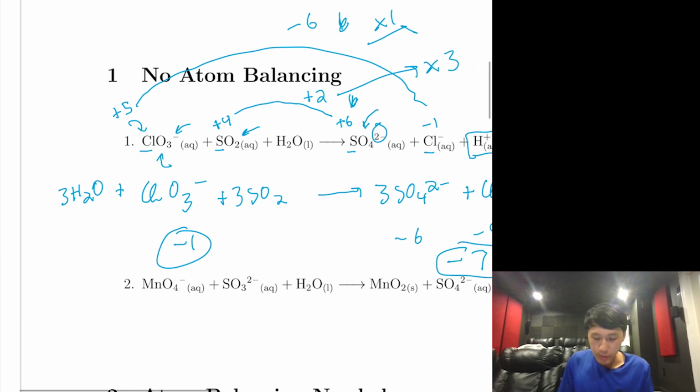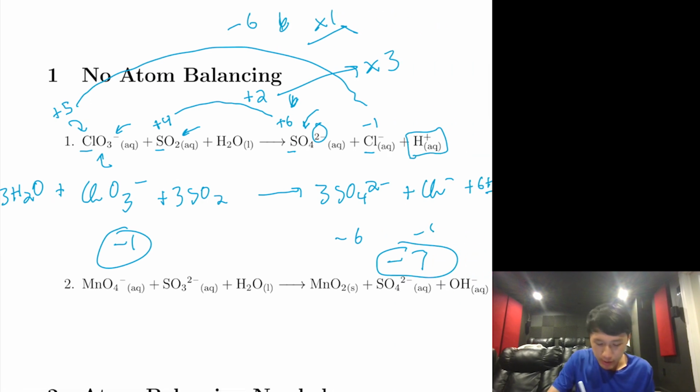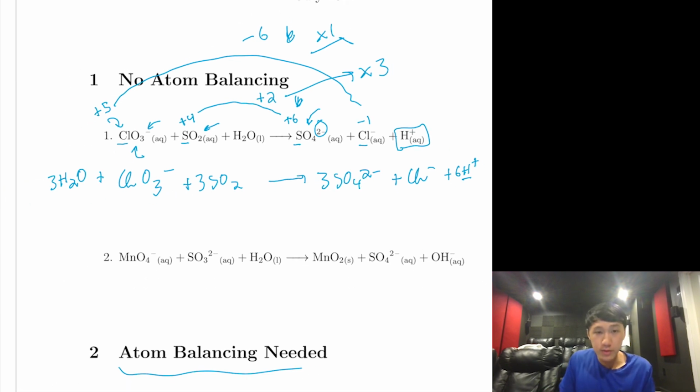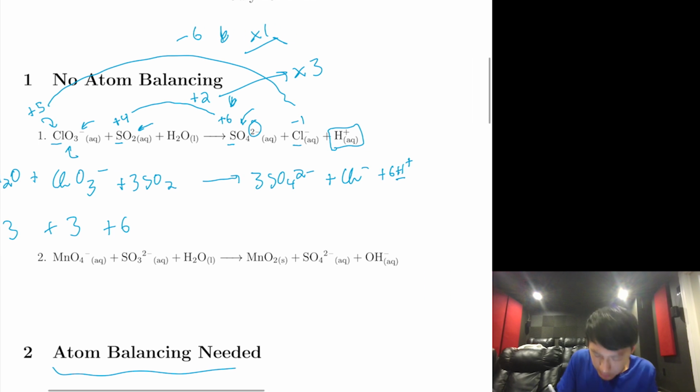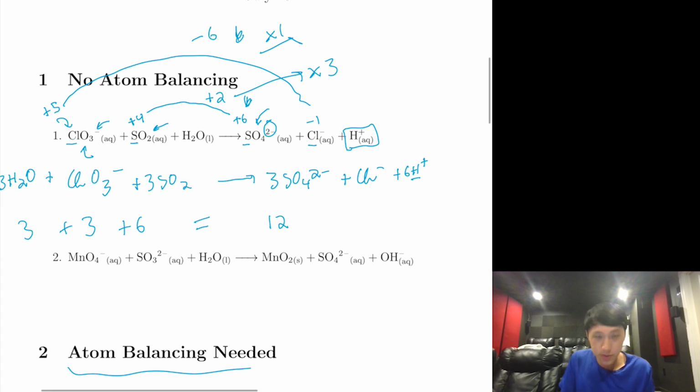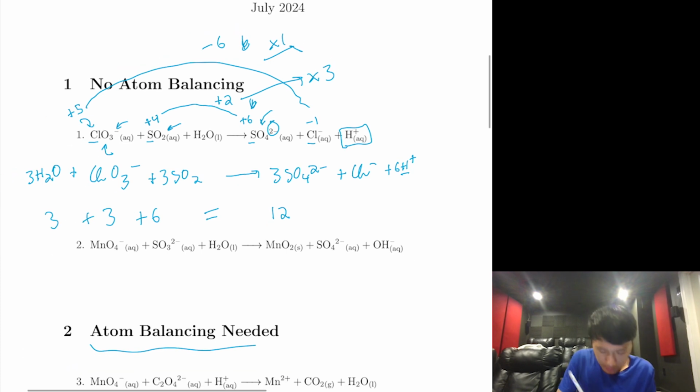We're done. But if you want to be sure and check your answer, which I highly recommend, at least when you're not in a time crunch, what we need to do is count the amount of oxygens on both sides. On this side, there's 3 oxygens, plus 3 oxygens from the chlorate, and then plus 6 oxygens from the SO2. On this side, we have 12 oxygens from the SO4 2- and no other oxygens. And we can see that clearly 12 equals 12. So this is actually the correct answer.